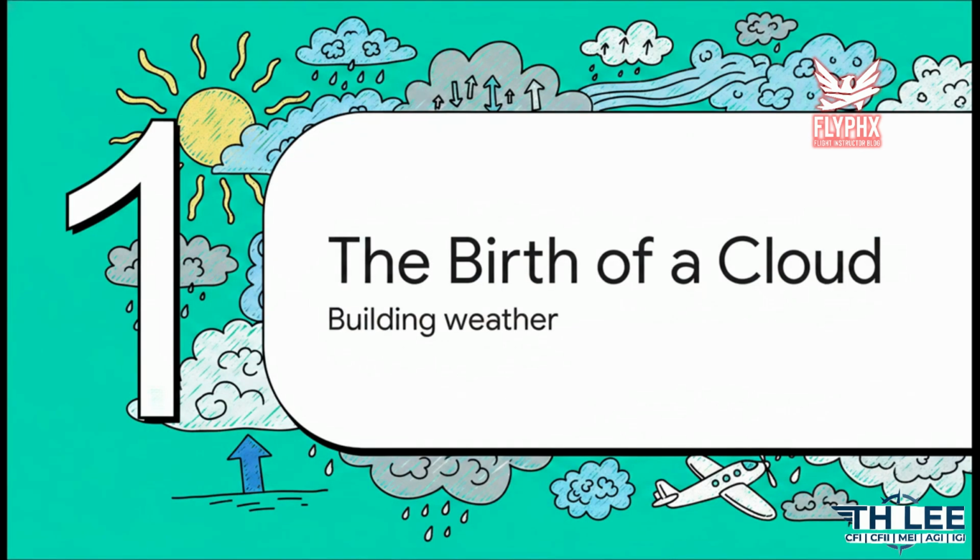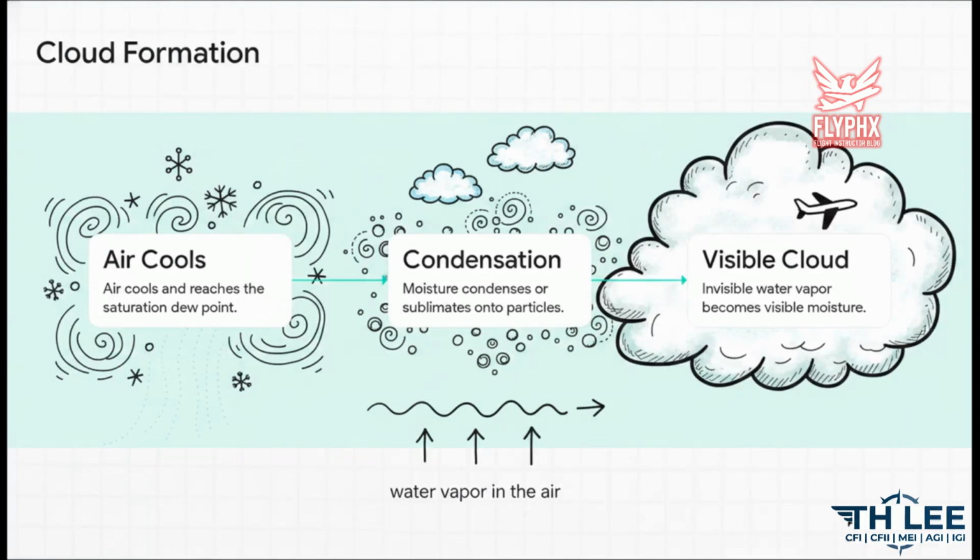All right, Section 1, the birth of a cloud. Let's look at how the sky actually builds our weather. To build a cloud, Mother Nature is essentially following a recipe, and she needs 3 specific ingredients to trigger this exact sequence. First, we have to have water vapor in the air. Second, we need a mechanism to cool that air down so it reaches its saturation point, what we call the dew point. And third, we need something for that moisture to actually latch onto, allowing all that invisible vapor to finally transform into visible moisture through condensation or sublimation.